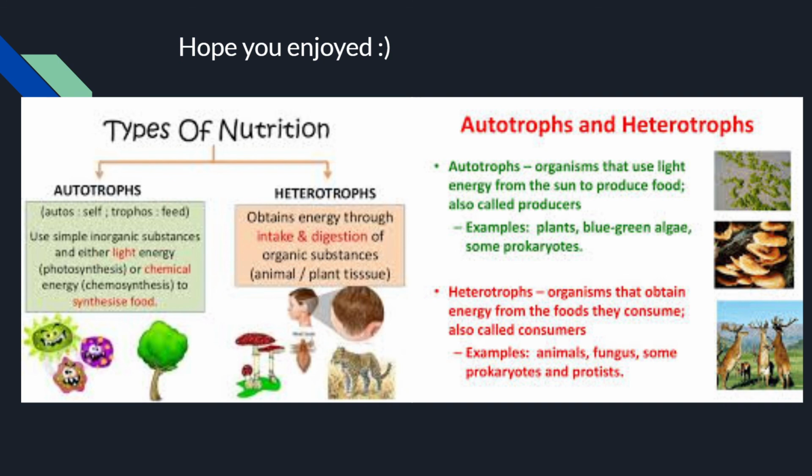So autotrophs, let's take note of this. Plants, blue-green algae, and some prokaryotes. Those are some we should know. Heterotrophs, on the other hand, organisms that obtain energy from the food they consume. They're also called consumers. Animals, fungus, some prokaryotes, and protists.